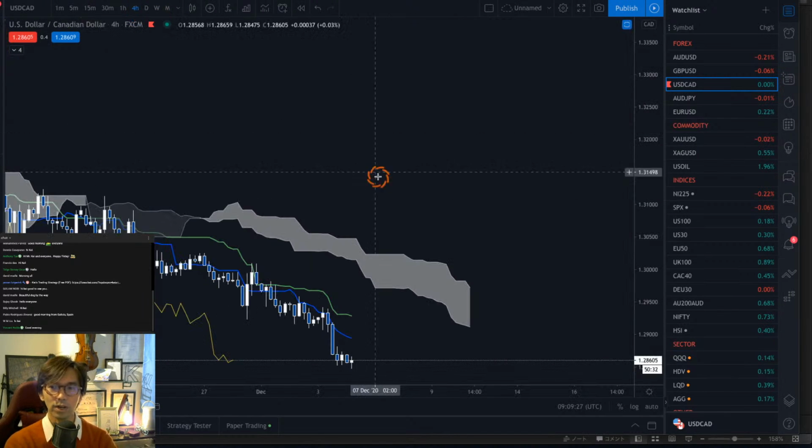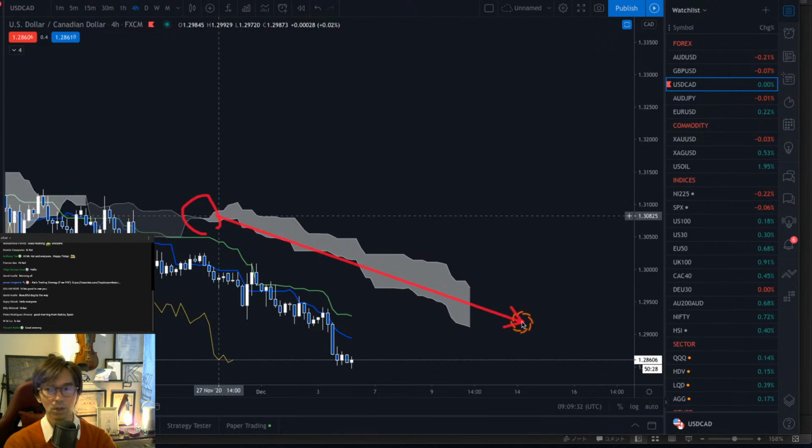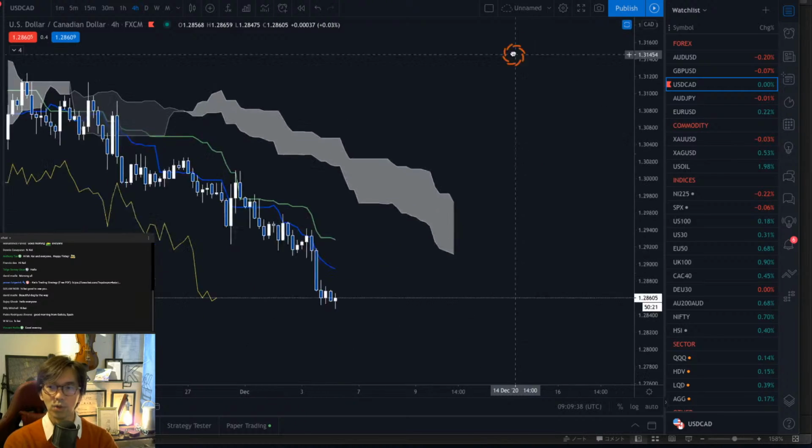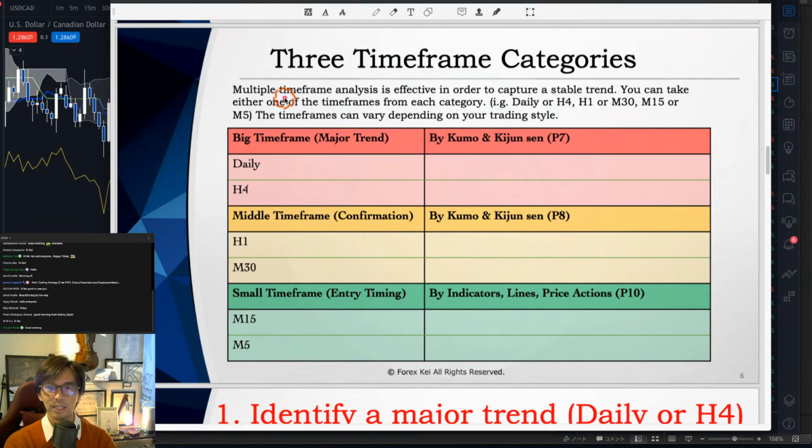So in the 4-hour, as you can see again, the Kumo is moving down quite a long time. And also Senkou Span B down, A down too. So I take the 4-hour chart in this case. Because of the length of the Kumo and thickness of the Kumo, I take the 4-hour chart downtrend. So that's the first step I take.